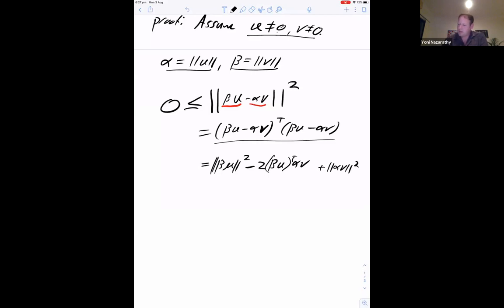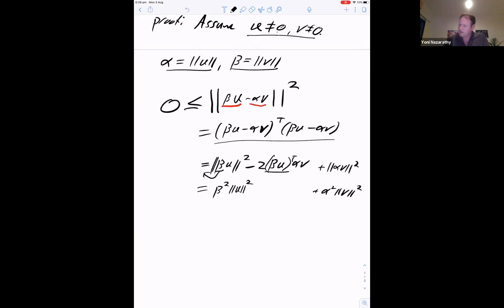Now, here I can do some things. Remember, a scalar just comes out of the norm, but here it's a norm squared, so the scalar comes out as beta squared times the norm of u squared. This u looks like a mu, and mu is a different letter, so let me write it nicer. And here I can also write alpha squared times the norm of v squared.